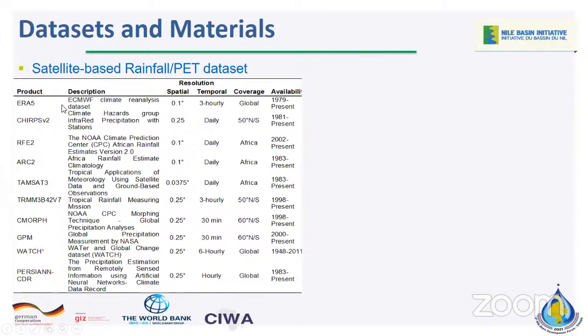And the data sets are ERA5, and CHIRPS version 2, and RFE version 2 from NOAA, and ARC, African Rainfall Estimates Climatology, version 2, and TAMSAT 3, and TRMM version 7, and CMORPH, and GBM IMERG data, and WATCH, and PERSIANN-CDR, PERSIANN Climate Data Record. And this is the spatial resolution and temporal resolution of these data sets.